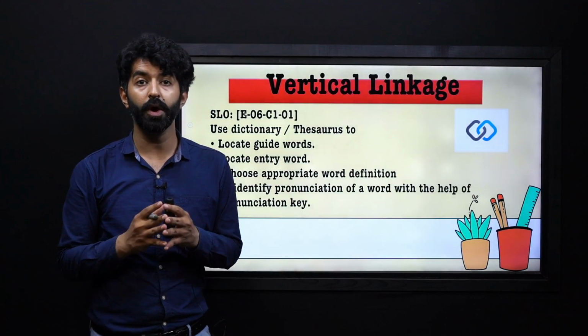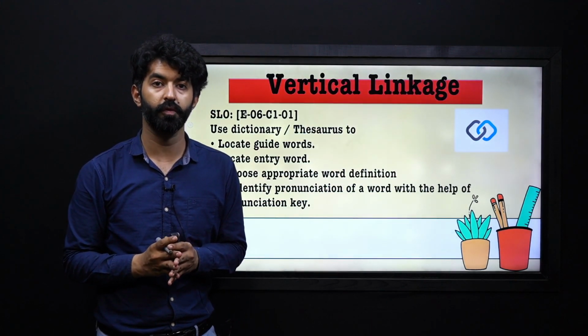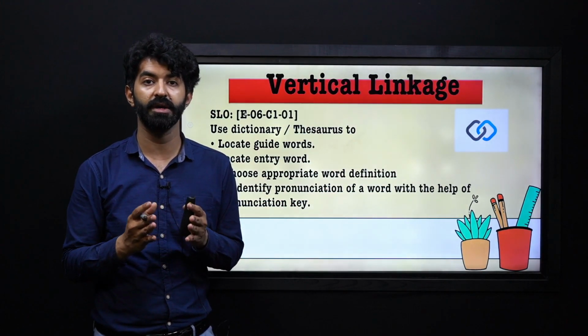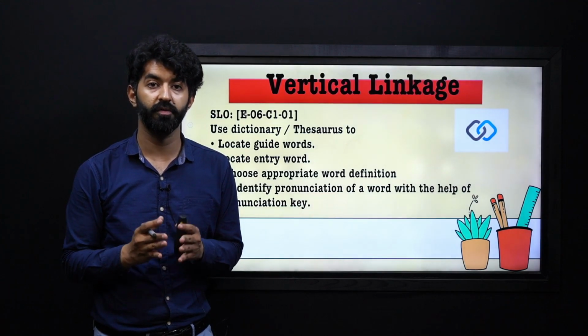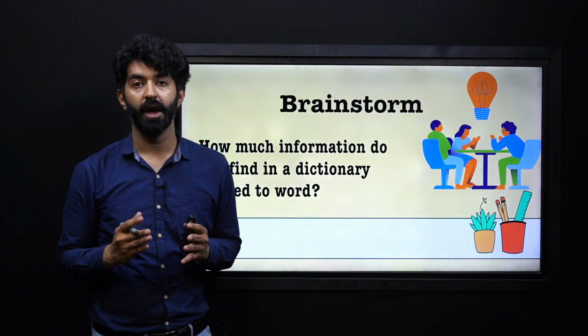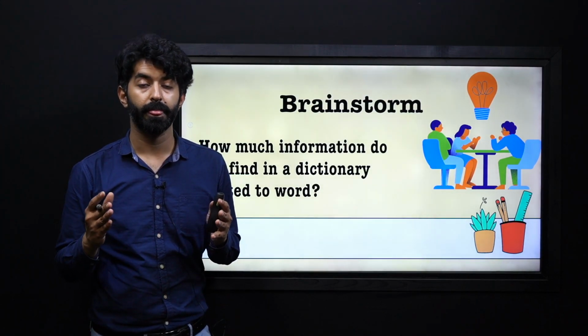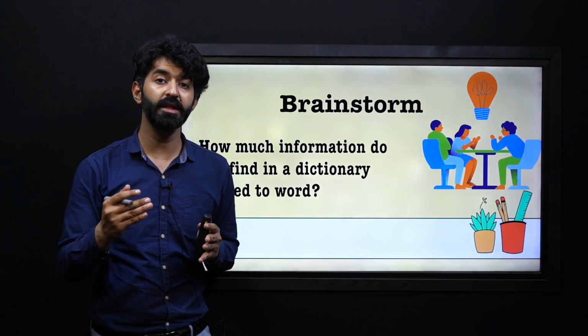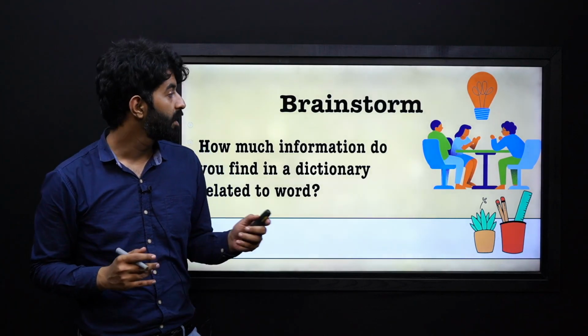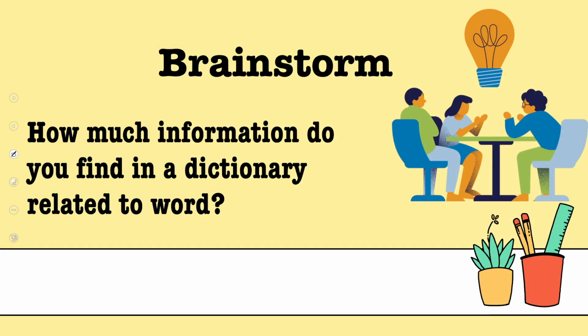Now here is a vertical linkage of our SLO with the previous grade that you have already studied. I hope that you have remembered most of it. Now it's time for you to get in our brainstorming session. So today's brainstorming prompt that we have is: how much information do you find in a dictionary related to a word?